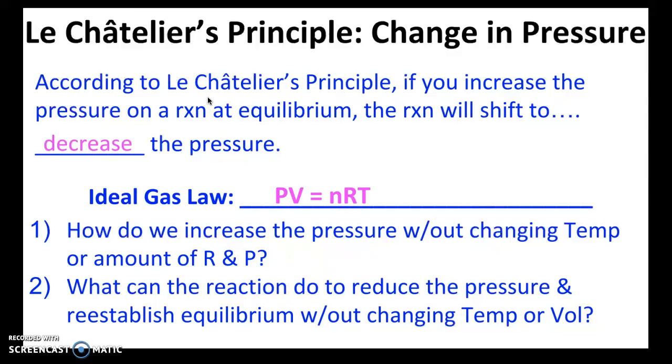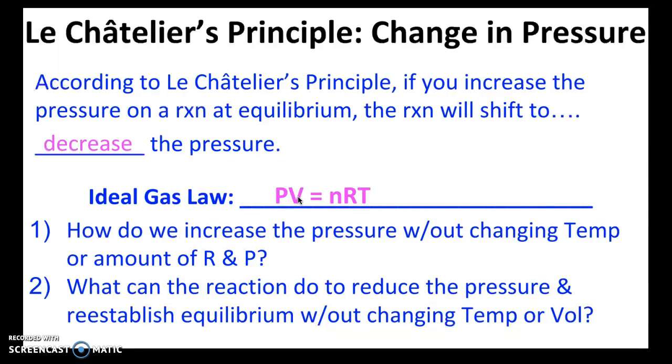So one thing that we can do is change the volume. Remember that pressure and volume are inversely proportional. That means that if you increase the volume, you would decrease the pressure, and vice versa. So if you're given a problem and you know that you've increased the volume, you know you've decreased the pressure. That's one thing you have to get from the ideal gas law in order to answer these questions.